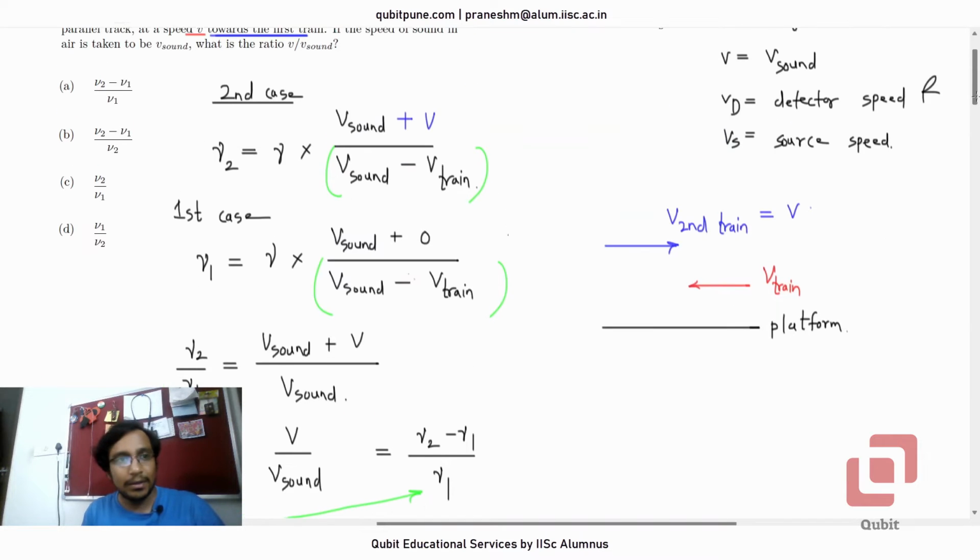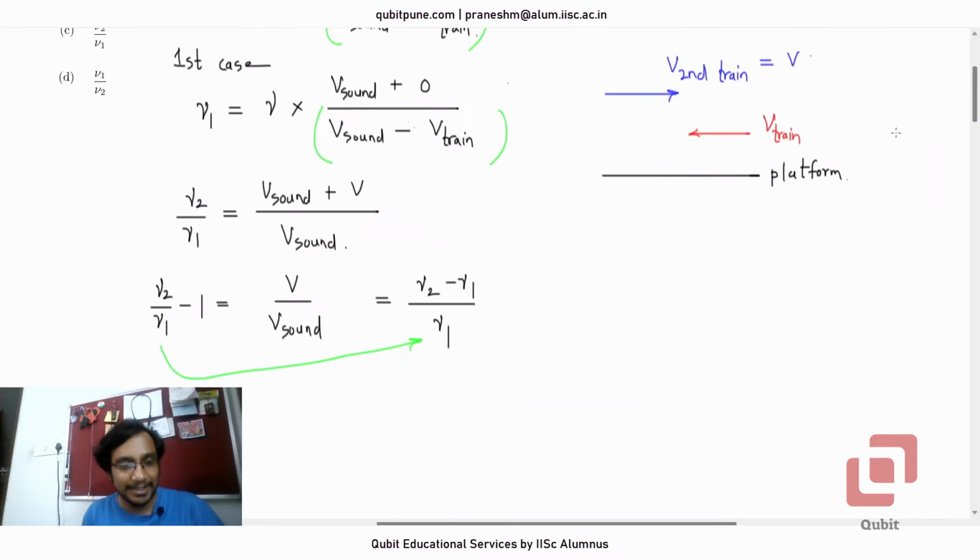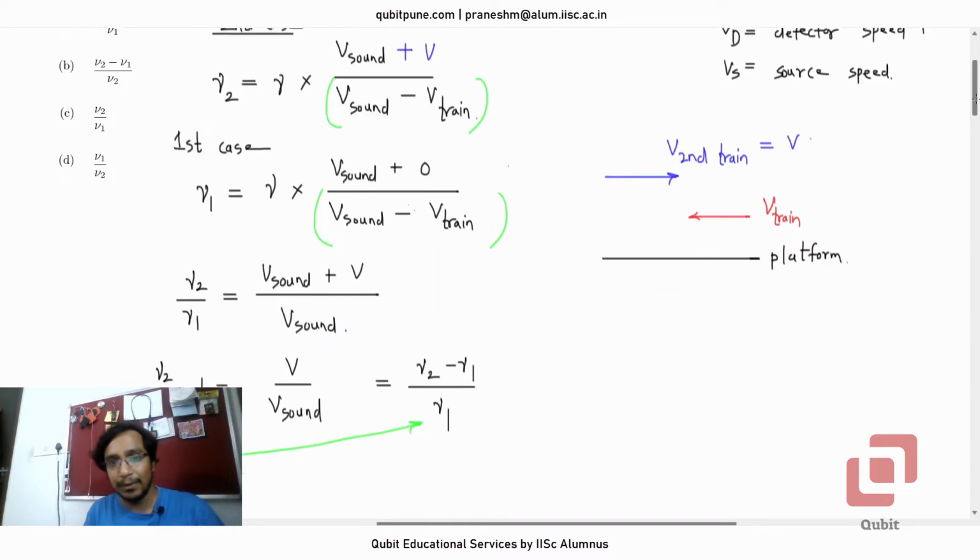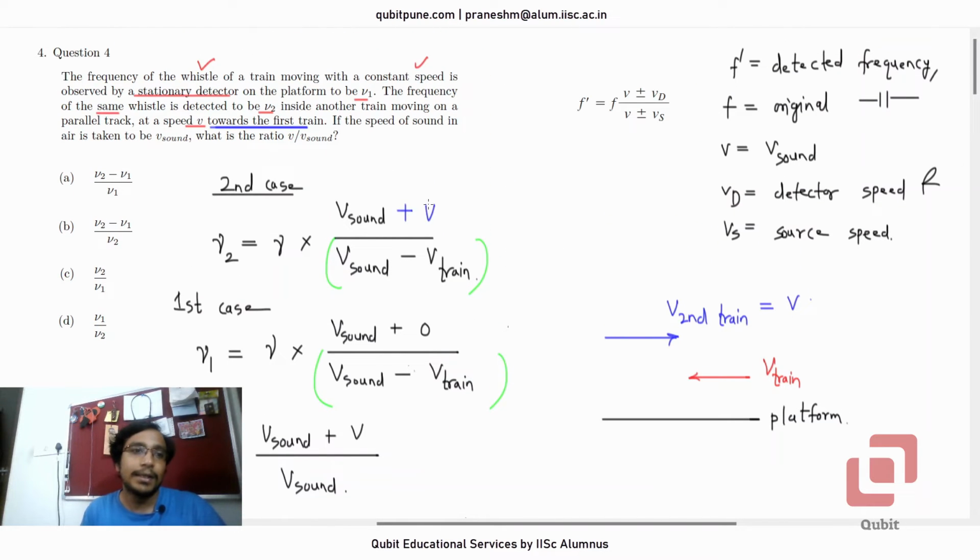Okay, and well, let me check it again. nu2 minus nu1, nu2 by nu1 minus 1, nu2 minus nu1 by nu1. Yes, nu2 minus nu1 by nu1. Yeah, that is option A. Okay, that is option A.